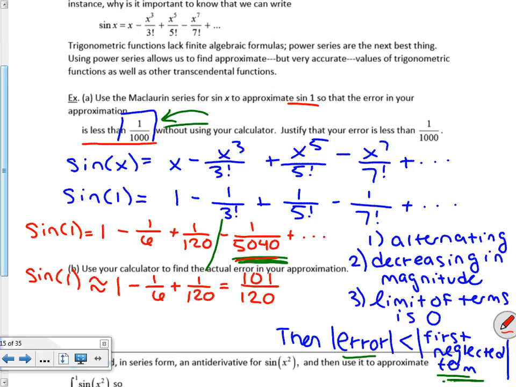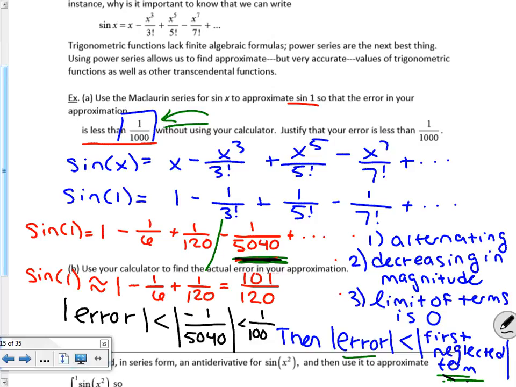Okay. Since I know these three things about my series, then I know that my error is bounded by the first neglected term. Again, that is this term right here, the first neglected term. So I know that this will be less than 1 over 5,040, which is, of course, less than 1 over 1,000.